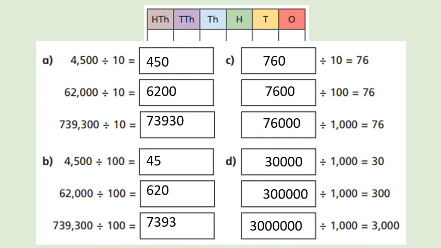760 divided by 10 equals 76. 7,600 divided by 100 equals 76. 76,000 divided by 1,000 equals 76.